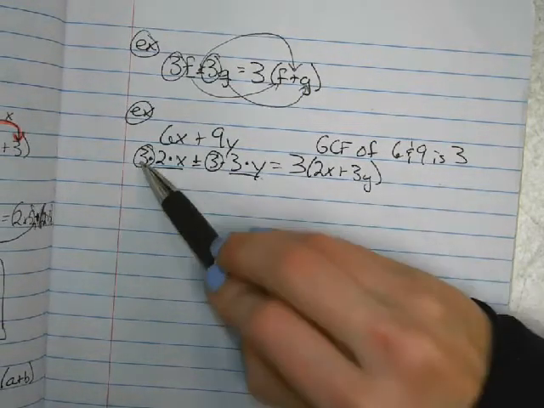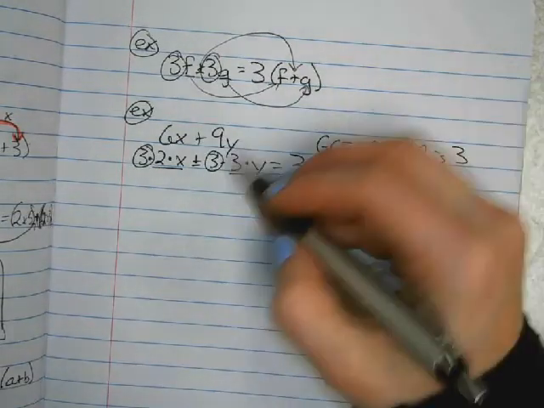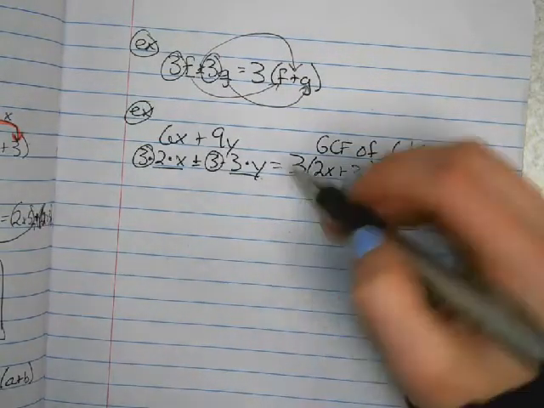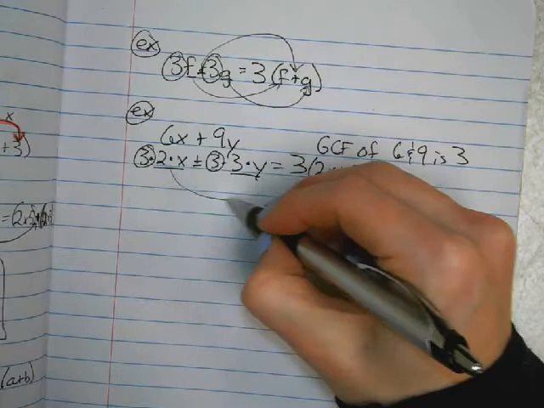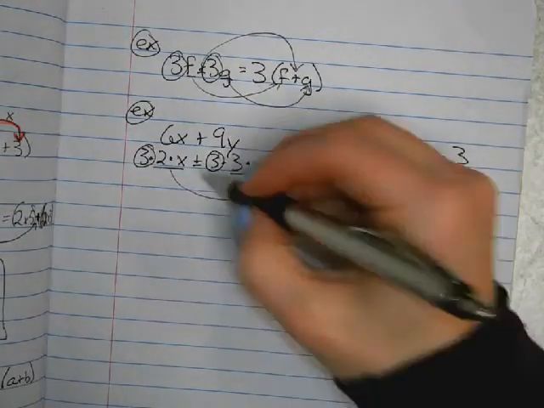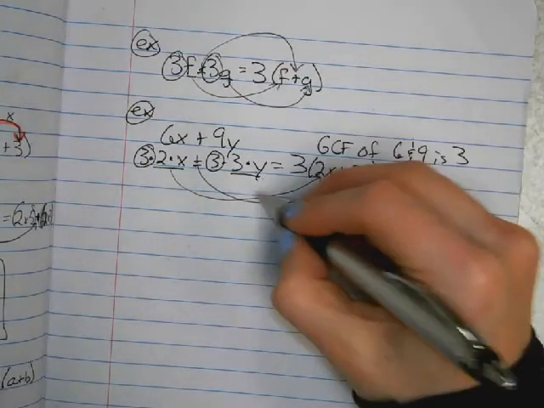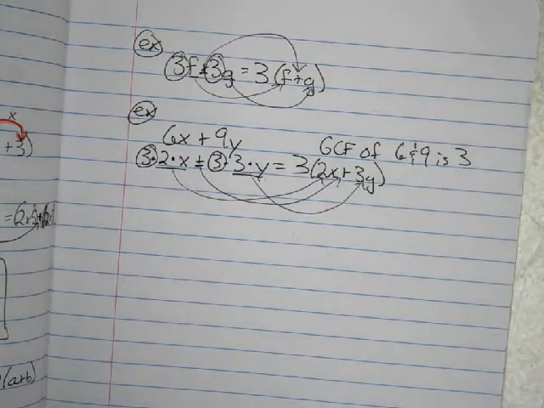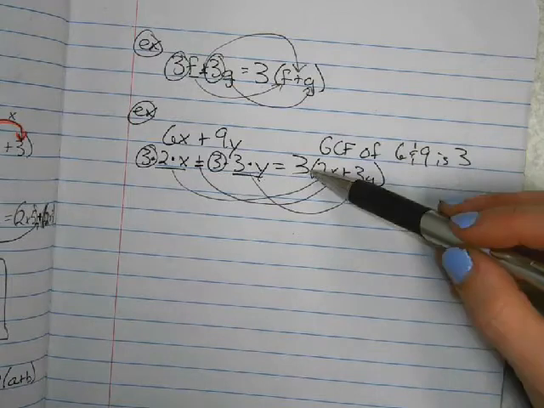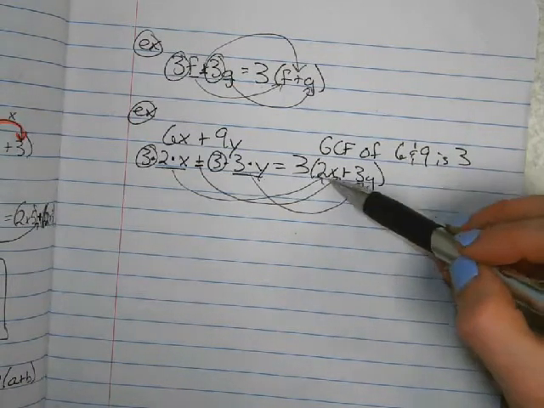And so they both have a 3, so I can take this 3, pull it out, it goes here, and then I have what's left, which is 2 times x, so we'd write 2x. We have our plus sign, so that goes here, and we still have 3y, which then goes there. And so you have 3 groups of 2x plus 3y.